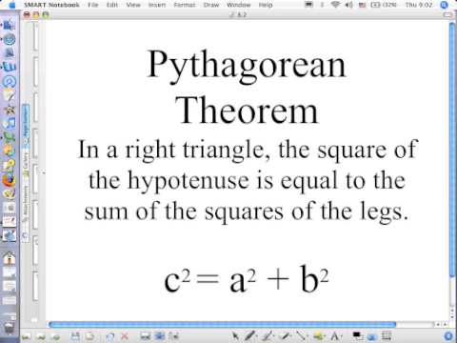Do the legs ever equal each other? If it's an isosceles right triangle. Mm-hmm. Okay. Now, it doesn't matter what order or what you assign A and what you assign B. What does matter, though, is that you make sure that it's the hypotenuse that's by itself. Now, how do you identify the hypotenuse on a right triangle? Just by looking at the triangle. It's the longest side. The hypotenuse is always the longest side of a right triangle.